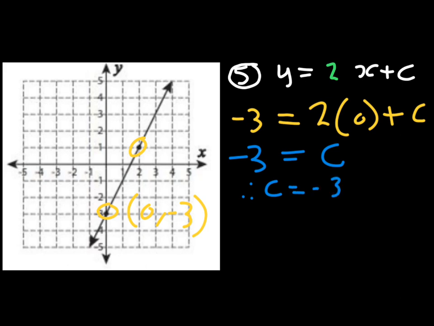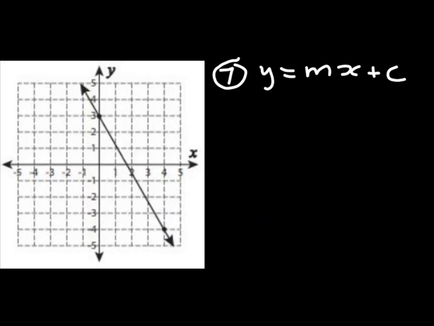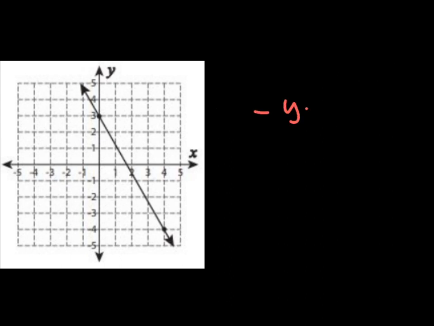Now we can substitute this value in for c, and we get that y equals 2x minus 3. And that is the final answer for question number 5. Question number 7. So as you should have figured by now, we start off by trying to find m. And we know that that equals y1 minus y2 over x1 minus x2.